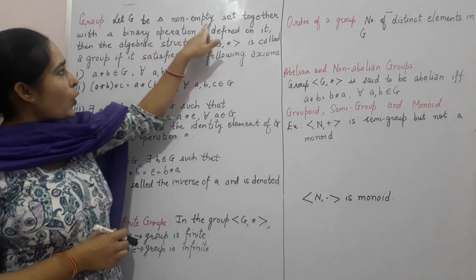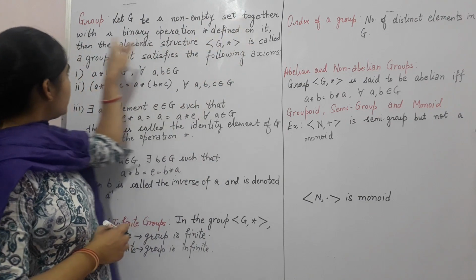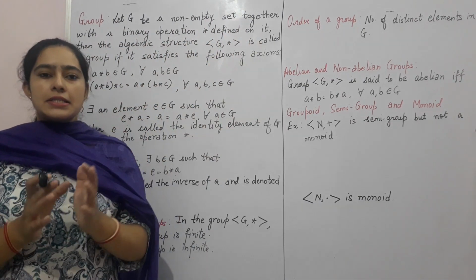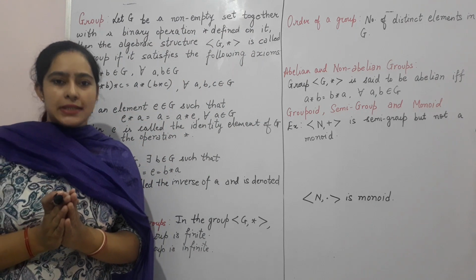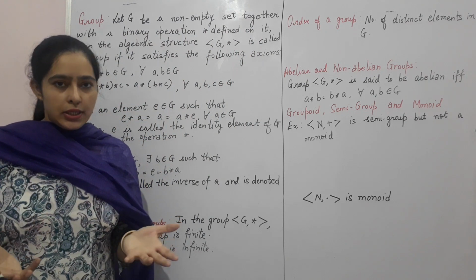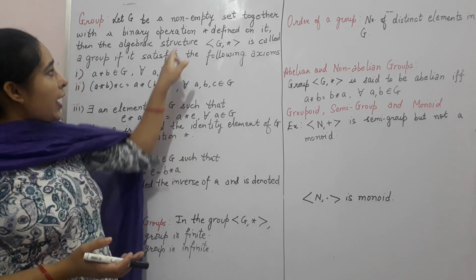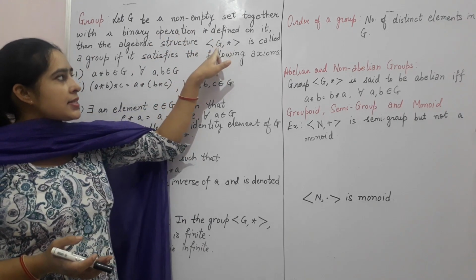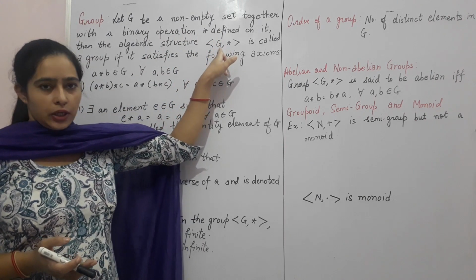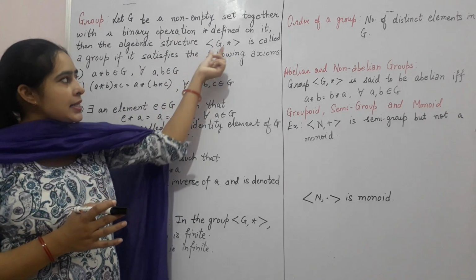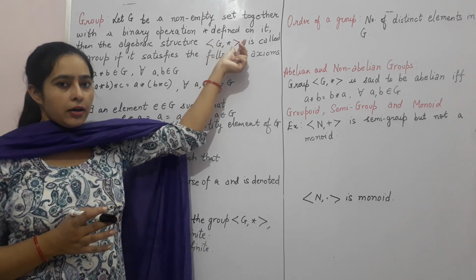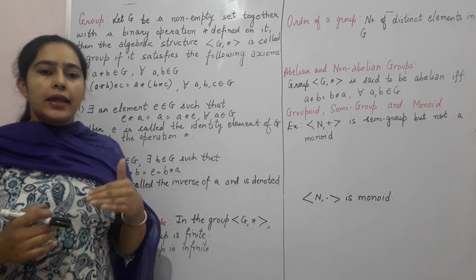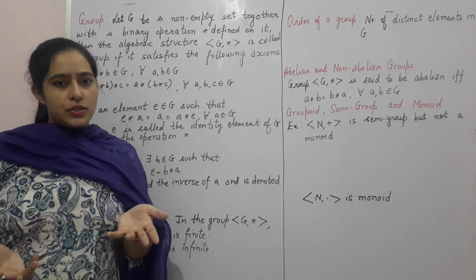Let G be a non-empty set together with a binary operation star defined on it. Firstly, we shall take a non-empty set which is generally denoted by G, and we shall take a binary operation star which is defined on this non-empty set G. Now if this algebraic structure (G, star) satisfies these four axioms, then it will become a group, otherwise not.